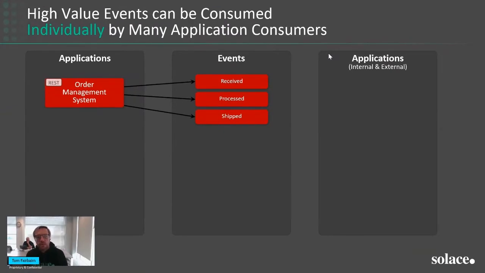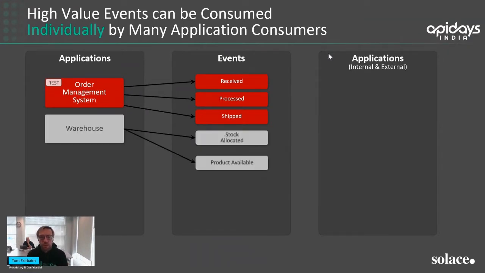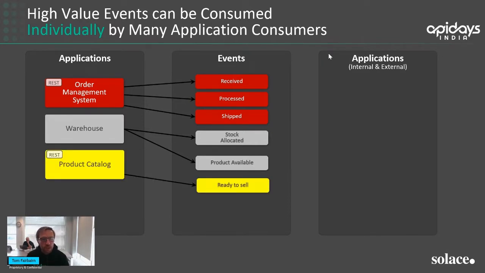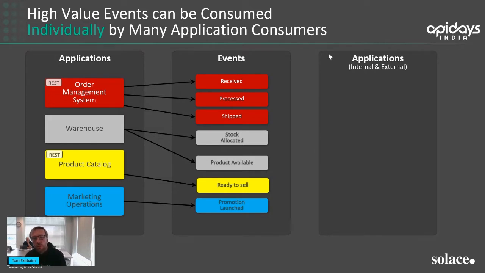And then we've got events such as an order has been received, an order has been processed, an order has been shipped. We might have a warehouse system that allocates stock and indicates when a product has reached the shelves. We might have a product catalog that's tied in with our marketing team that says when something is ready to sell. We might have marketing operations that are launching promotions, like buy one, get one free. So we've got this list of events from these different applications here.